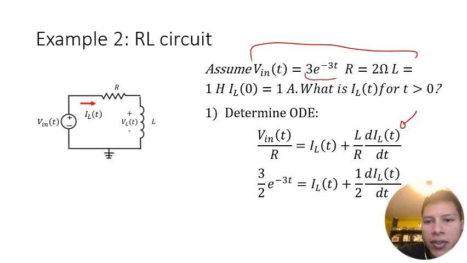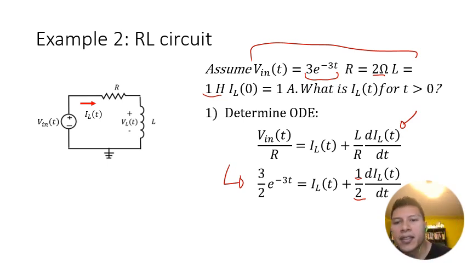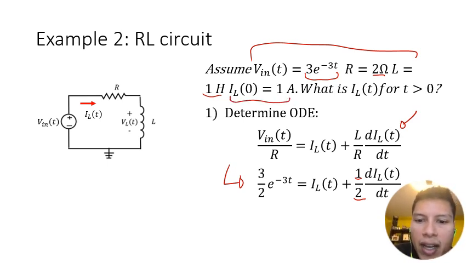So I had that Vn was 3 e to the negative 3t, so I have 3 e to the negative 3t, and then I had that R was equal to 2 ohms, so there's the 2, so that's why we have 3 halves. And then we got that L was equal to 1 Henry, so we have 1 Henry divided by 2. And then, yeah, so that's our final ODE. We're also given a value for the initial condition of I_L of t. So we have that I_L of 0 equals 1 amp.